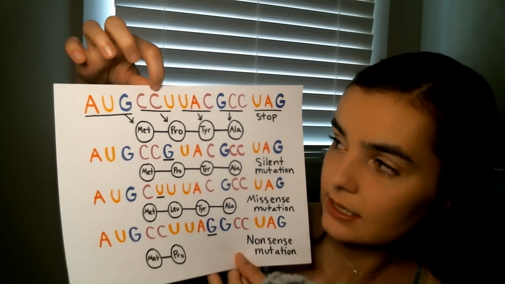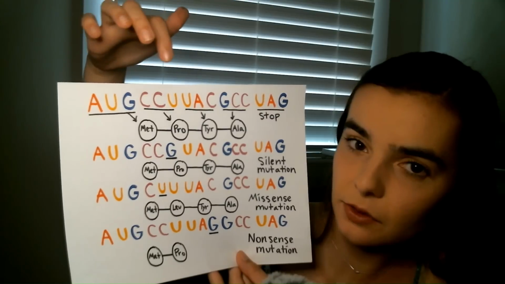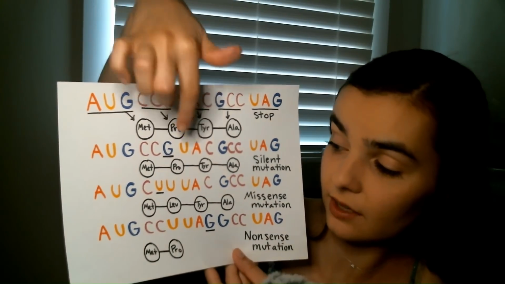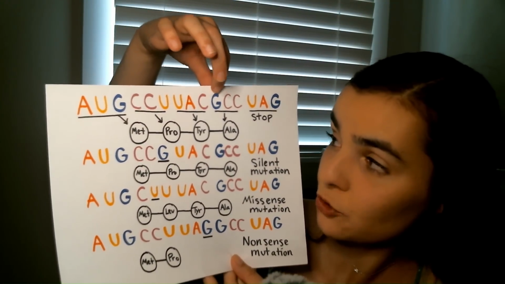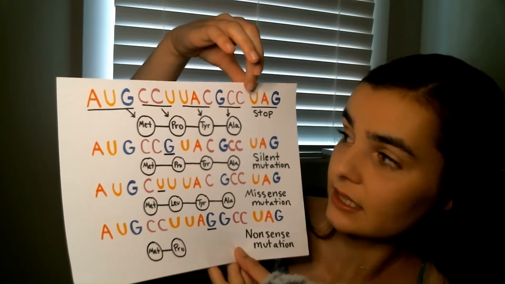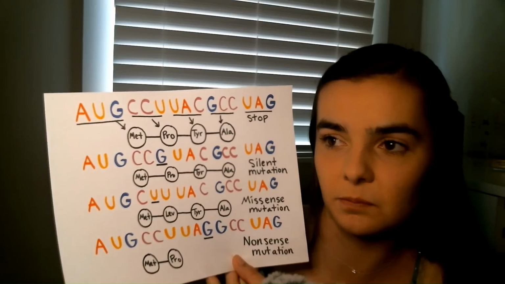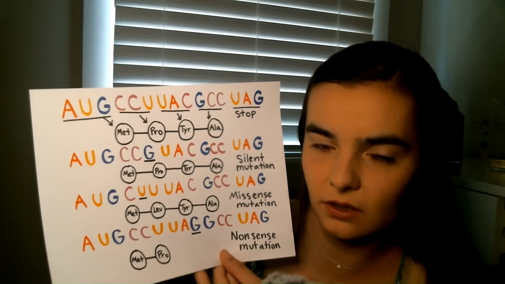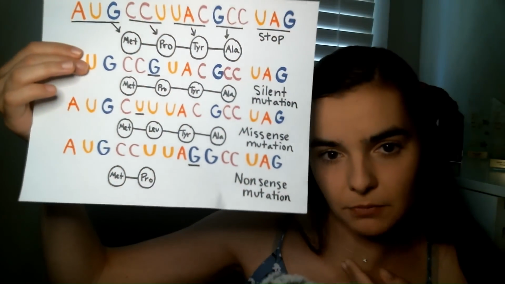Let's look at it up here. If we delete this C right here, we're still going to have AUG, but then the next three nucleotides are going to be CUU, which is going to give us the wrong amino acid, and then our next one is going to be ACG, which is going to give us another wrong amino acid, and then CCU, which is another wrong amino acid. So if you have that frame shift, you're going to get a very messed up protein as well, because all of the amino acids are going to be different. So that is a little about mutations.